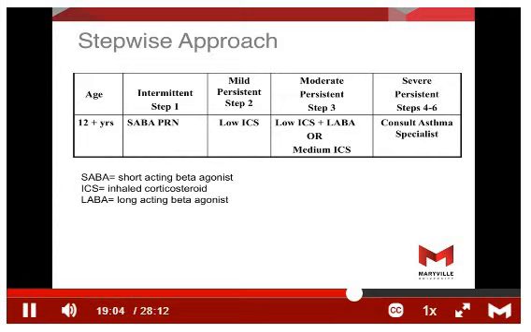So for 12 plus years, the stepwise approach kind of shows you if they're step 1, they're just on a short-acting beta agonist, PRN as needed. Step 2, they're on the low-dose inhaled corticosteroids. So example is if you did QVAR, you'd have them on the 40, and then if they were on the medium inhaled, once they're a moderate persistent, that would be the 80, or you could still do the 40 with adding on a LABA. If they're severe persistent, we want to consult an asthma specialist.